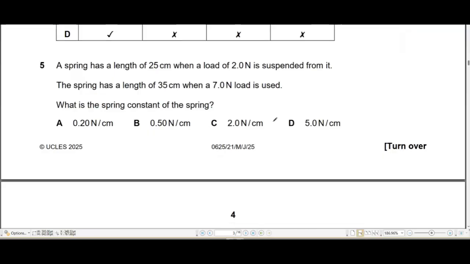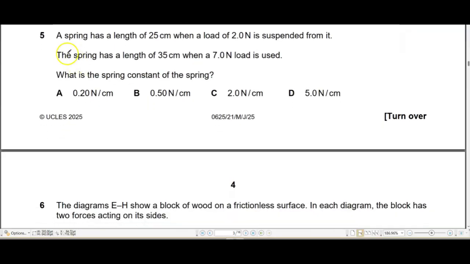Question number 5. A spring has a length of 25 centimeters when a load of 2 newtons is suspended from it. A spring has a length of 35 centimeters when a 7 newton load is used. So what is the spring constant of the spring?